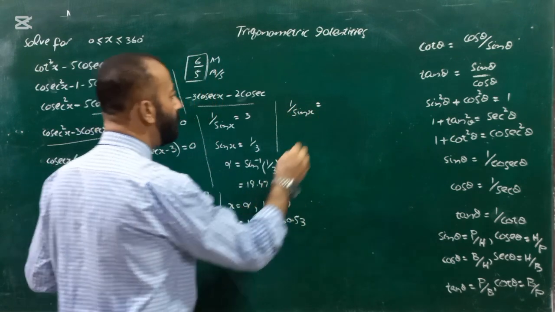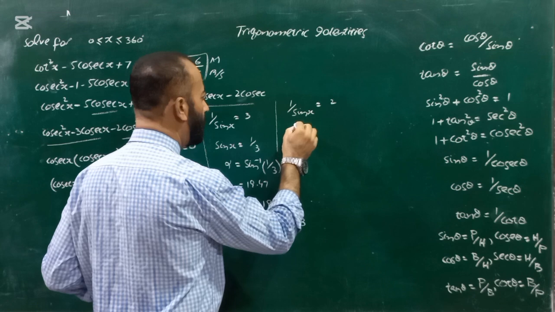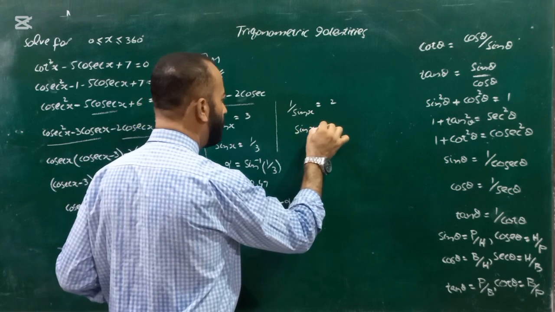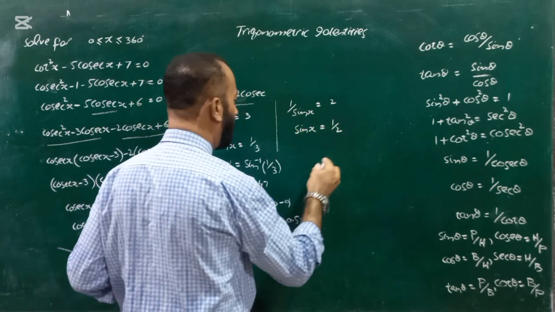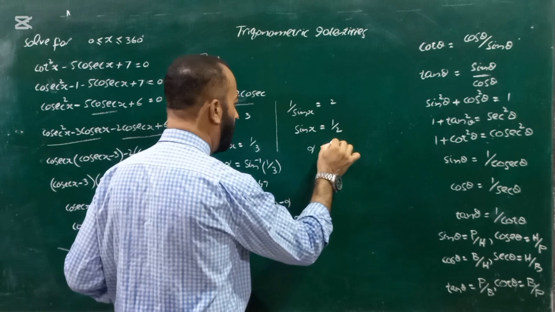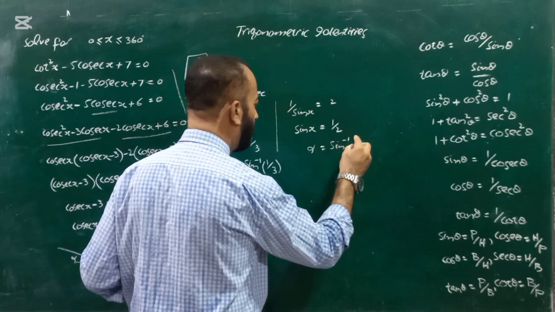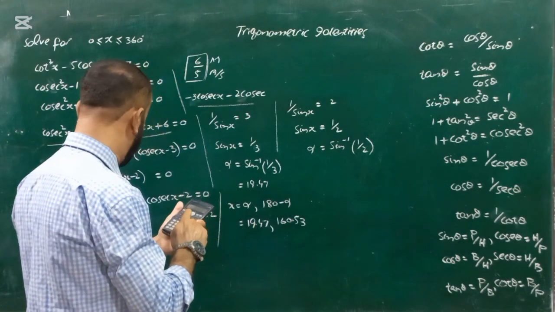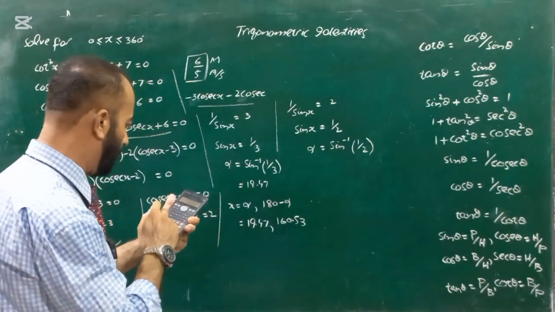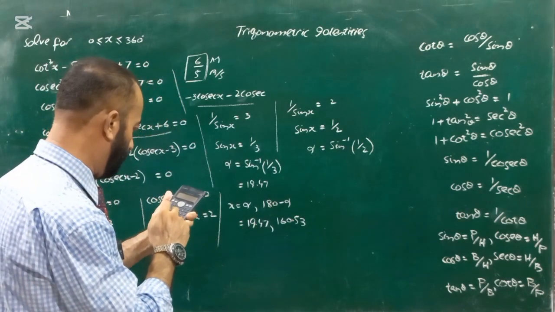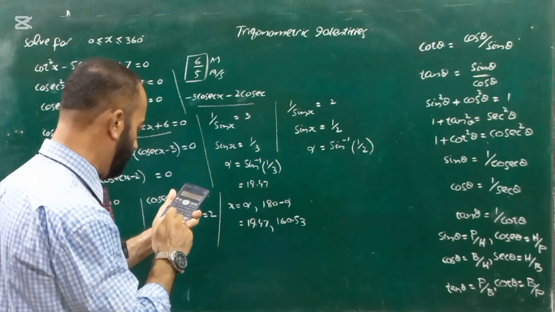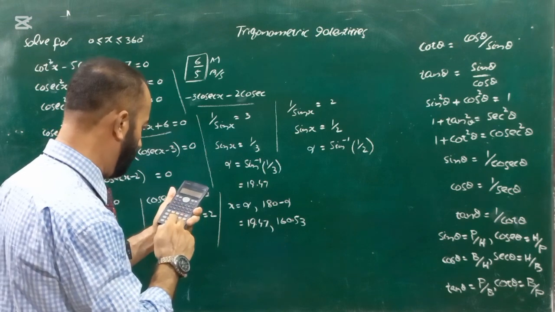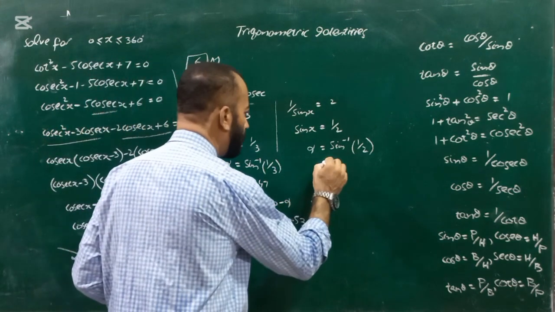From here, sine x is equal to 1 by 2. Okay, alpha will be equal to sine inverse 1 by 2, and sine inverse 1 by 2 is 30.